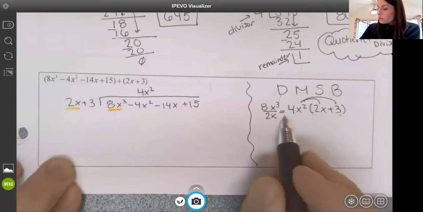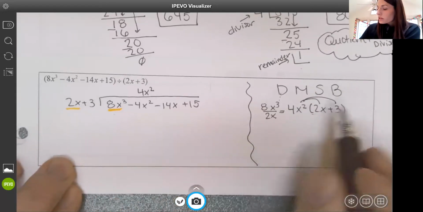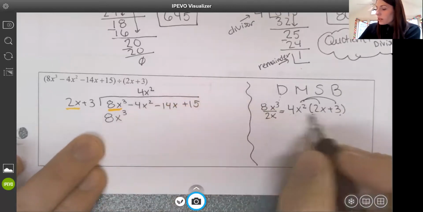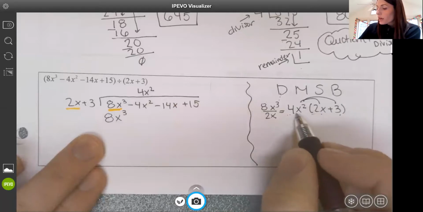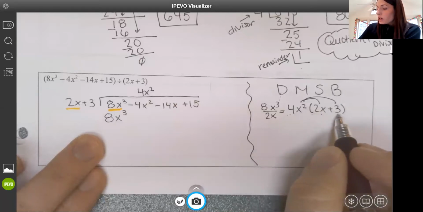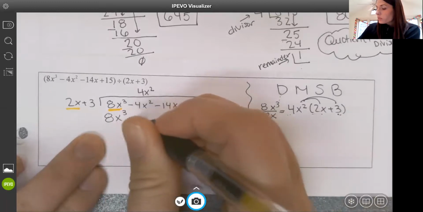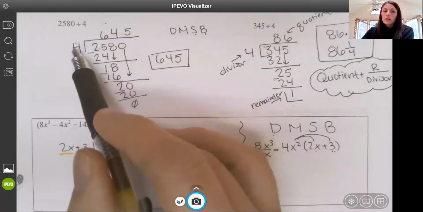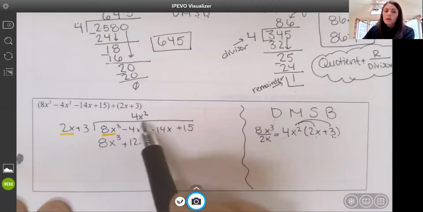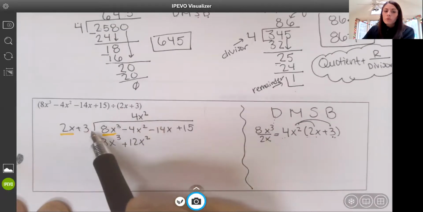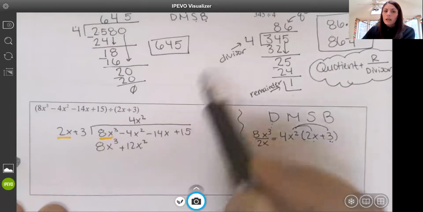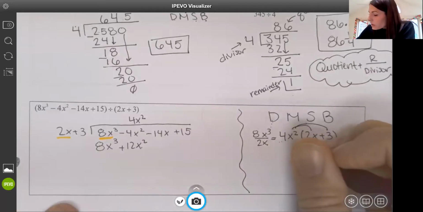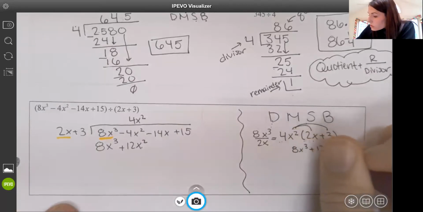So 4x squared times 2x would give me 8x cubed, and 4x squared times 3 is going to give me 12x squared. So, just like here, I've taken this 4x squared and multiplied it through 2x plus 3. Now the next step is to subtract. So let me write what we got here, 8x cubed plus 12x squared.